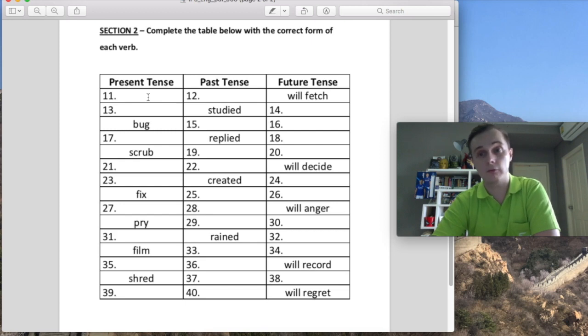You should know that you just write the word fetch, F-E-T-C-H. If you've got the future tense, it's very easy, just remove will. So, when we're talking about present tense verbs, I only want the regular form of the verb. Don't change it by adding s or es or ies, just the normal verb. And then past tense. How do you write fetch or will fetch in the past tense? You should know fetched, F-E-T-C-H-E-D. So I want you to fill out this whole table, all the way from 11 to 40.